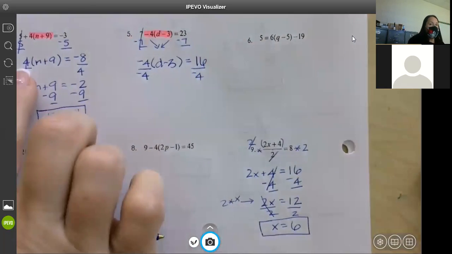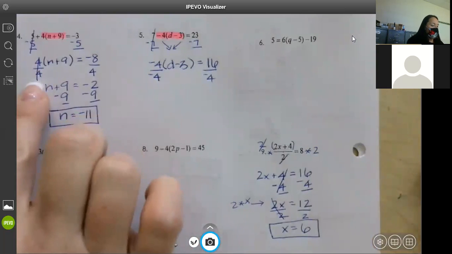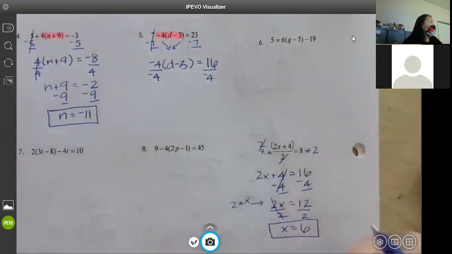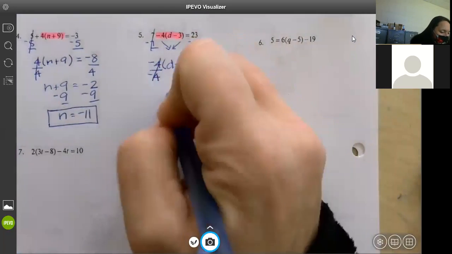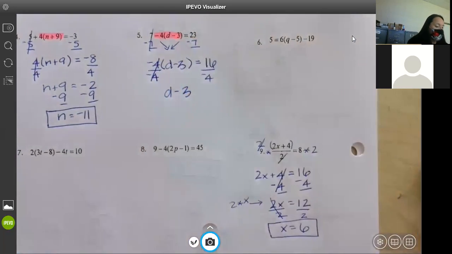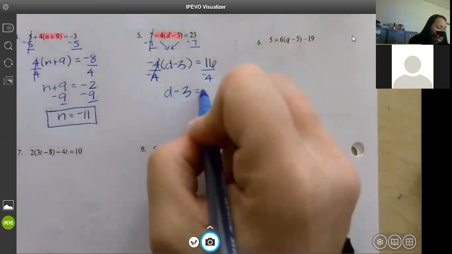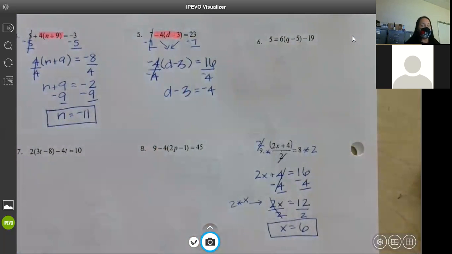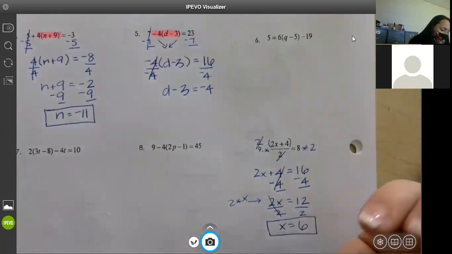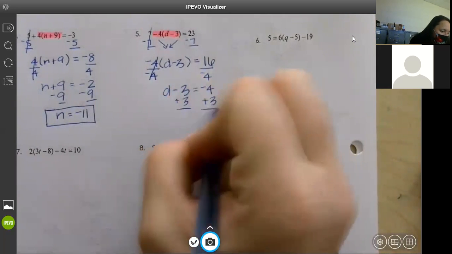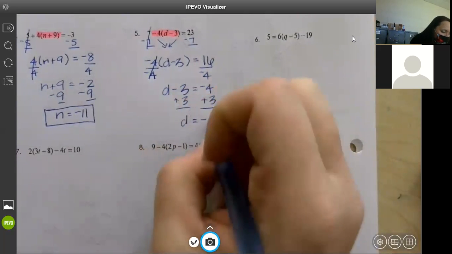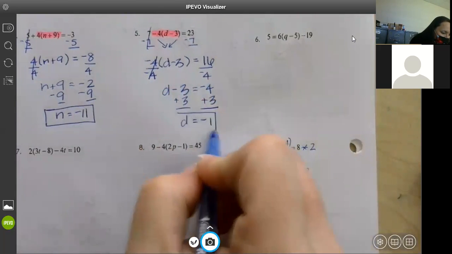So even though we had a +4 on this one, we divide it. This one's just a -4. So we go ahead and divide it. So we're left with d minus 3, and 16 divided by -4 is -4. How do I get rid of a -3? +3. -4 plus 3 is -1.